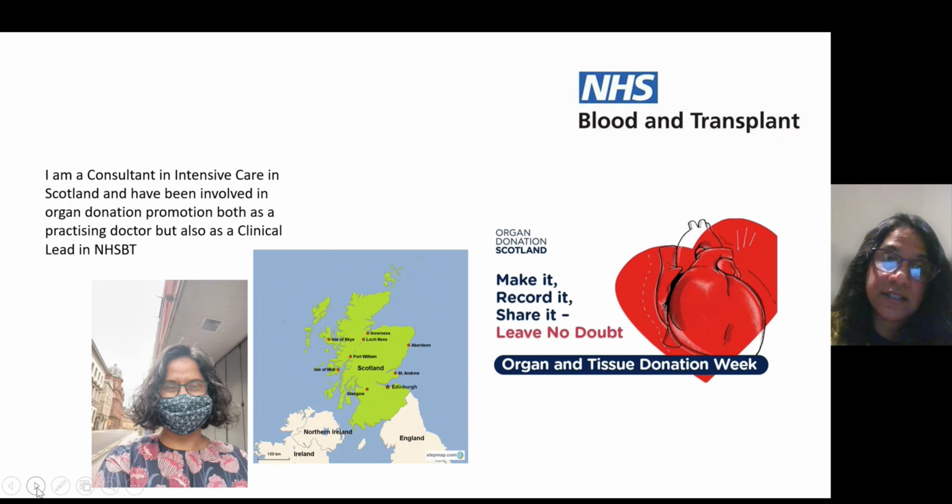In my role as a consultant in intensive care, I have the unique privilege of approaching families at end of life and actually exploring the donation wishes of the dying relative and facilitating donations and saving lives thereby. As a clinical lead with NHS Blood and Transplantation, my role and remit involves improving donation awareness in our multi-ethnic societies.